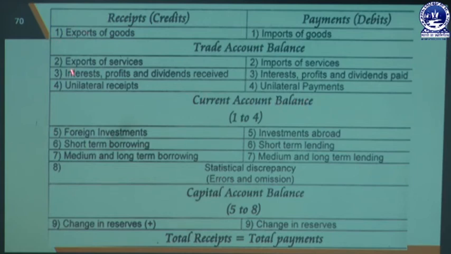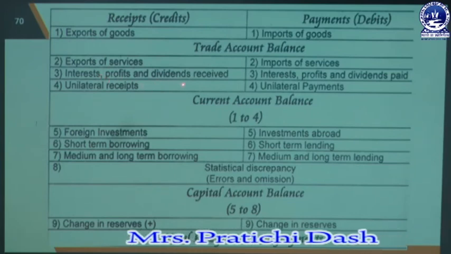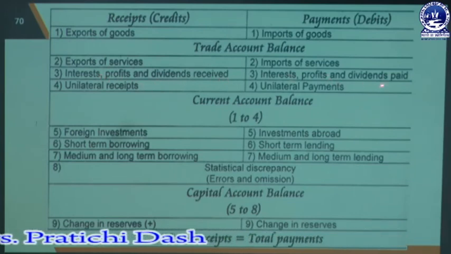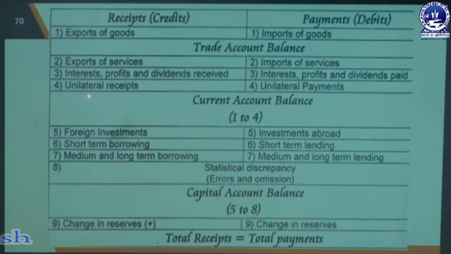Items 1 to 4 are known as our current account balance, or the components of the current account. The current account records all the exports of goods, imports of goods, exports of services, imports of services, the interest, profit and dividend received and paid, and unilateral receipts and unilateral payments. All are recorded in the statement of the current account.